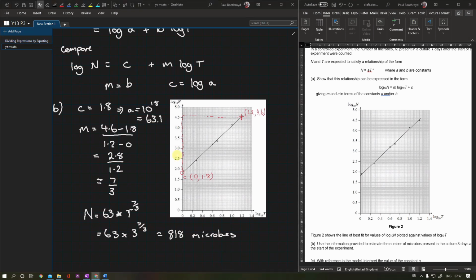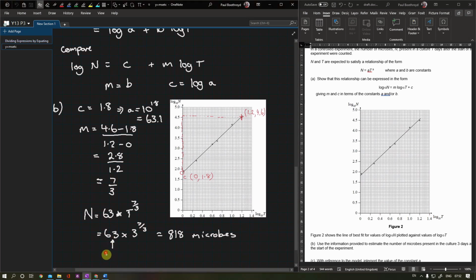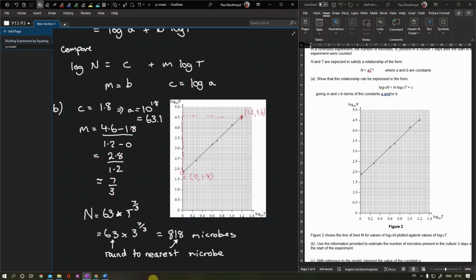Because it's a number of microbes, that's why I've rounded this to the nearest microbe. And I would expect them to accept any integer values for it. The mark scheme's a bit vague on this question, to be honest.